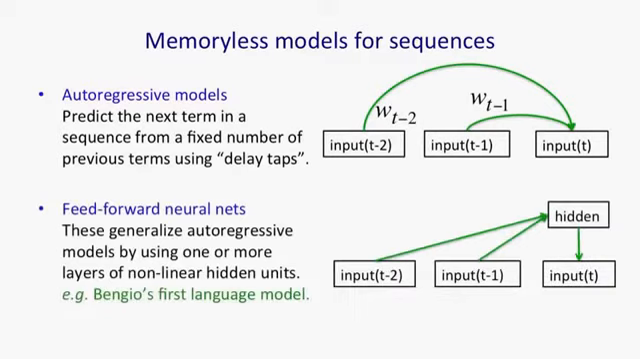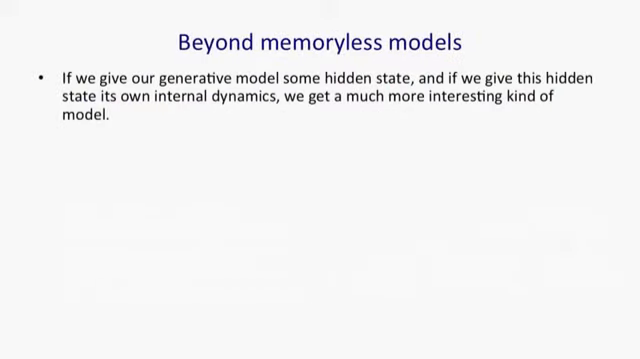We can make that considerably more complicated by adding hidden units. So in a feed-forward neural net, we might take some previous input terms, put them through some hidden units, and predict the next term. Memoryless models are only one subclass of models that can be used for sequences. We can think about ways of generating sequences, and one very natural way to generate a sequence is to have a model that has some hidden state, which has its own internal dynamics. So the hidden state evolves according to its internal dynamics, and the hidden state also produces observations, and we get to see those observations. That's a much more interesting kind of model.